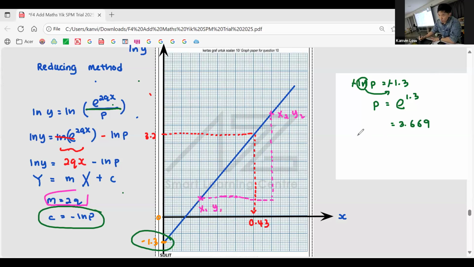Okay, so I pick y2 minus y1 over x2 minus x1 equals to my gradient, which is 2q. So from here, you can find the q, which equals 5.25. Settle.